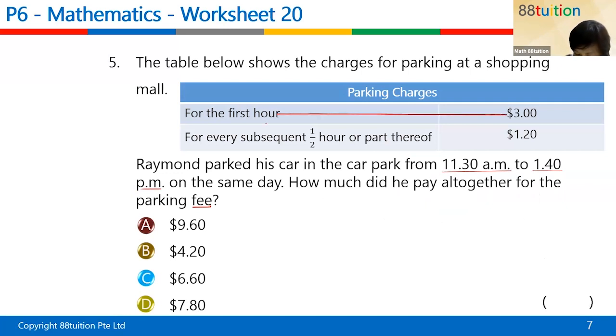So it's only from 11:30 a.m. to 12:30 p.m. Okay, so this one is $3 he has to pay. Then for each subsequent half hour, we must find how many half hours there are from here to here. So we have to draw a timeline from 12:30 p.m., then go to 1 p.m., then go to 2 p.m. No doubt it is 1:40 about here, but you still need to pay for the part thereof by half an hour. Okay, so you need to have 2 blocks of 30 minutes. So in order to have that, you must pay 2 times.